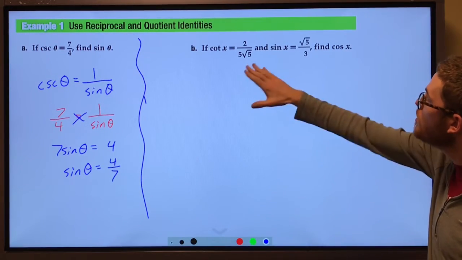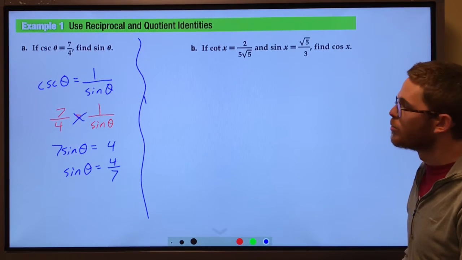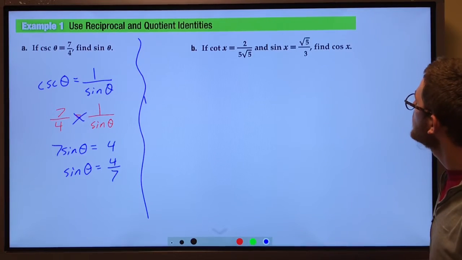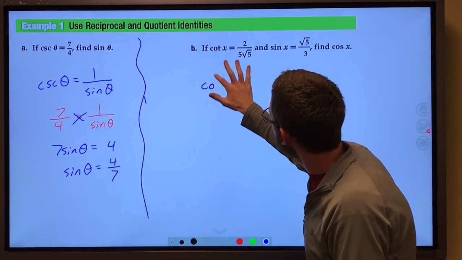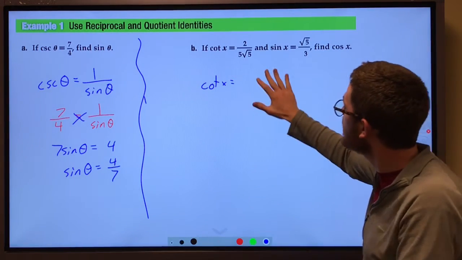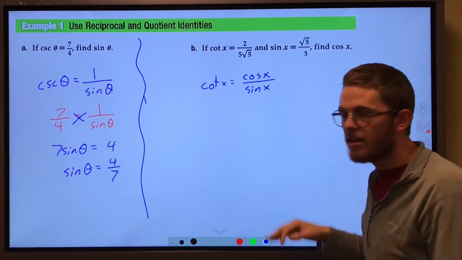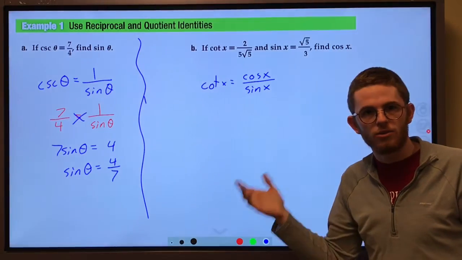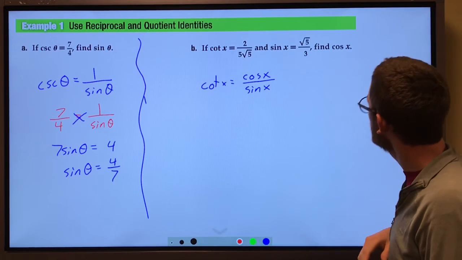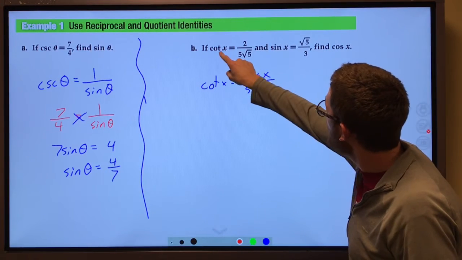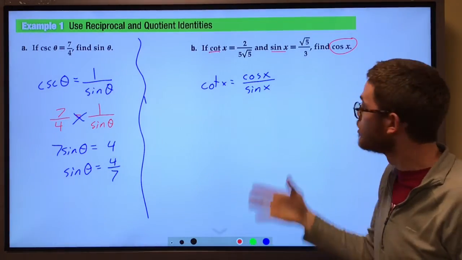Here, cotangent of x is 2 over 5 root 5. And we know the sine of x is root 5 over 3. We want to find the cosine of x. Well, I know that cotangent of an angle is cosine over sine. That is one of those quotient identities we were just looking at. So we can rewrite cotangent as cosine over sine. I know what cotangent and sine are, and I'm just missing the cosine piece. So plug in what you have.